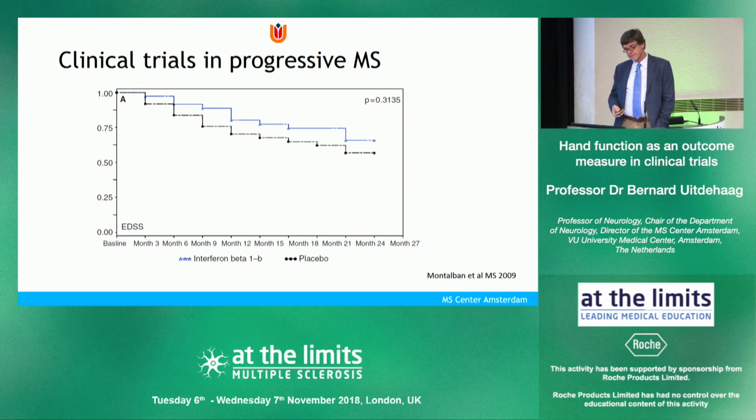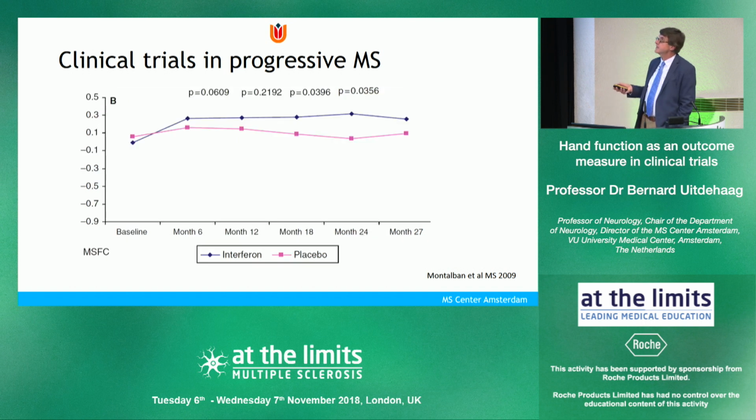In a single center study of interferon in progressive MS, it turned out that the EDSS as an outcome measure didn't reach significance. These lines seem to separate more or less the same, but the number of patients is much smaller. And looking at the MSFC in the same trial, there seems to be a difference between the placebo group and the treated interferon group. You're never sure why and how it's different, but it seems to be. There's no definite conclusion.